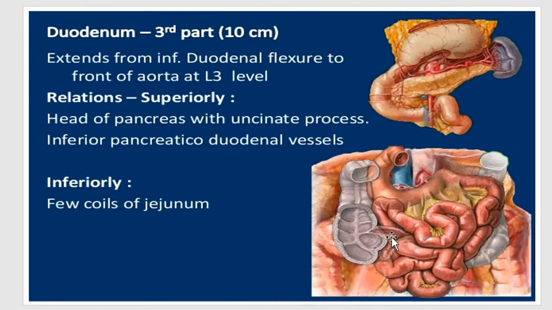Now you can see the third part of the duodenum. What are its superior relations? What is present superiorly? The uncinate process of the pancreas, the head of the pancreas, they are seen superiorly. Inferiorly, what is there? What lies below this third part of the duodenum? The coils of the jejunum. This is the third part of the duodenum, and these are the coils of the jejunum. They are related inferiorly, so they become the superior relations and the inferior relations.